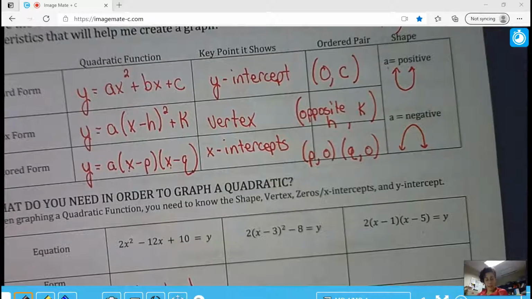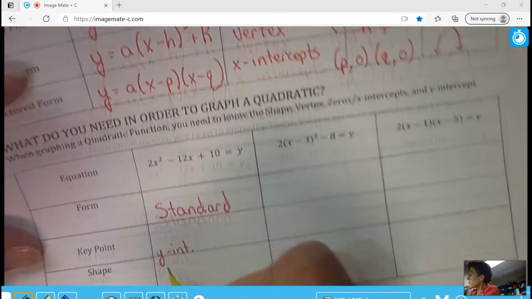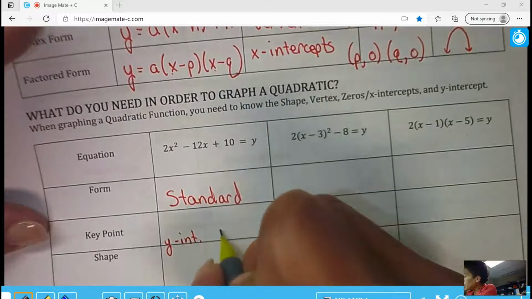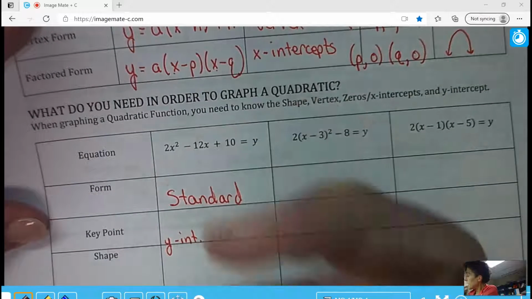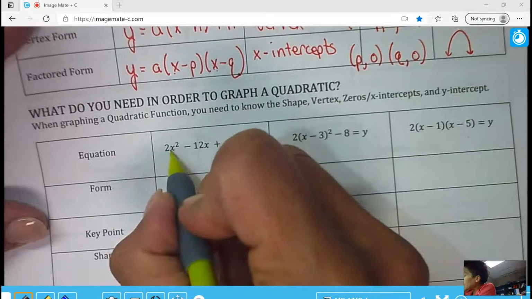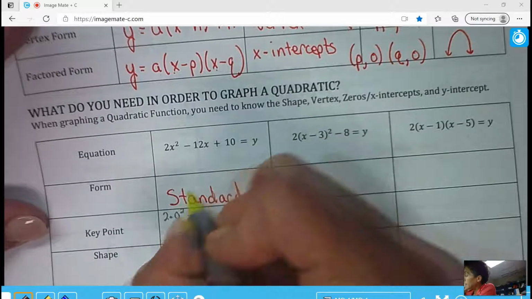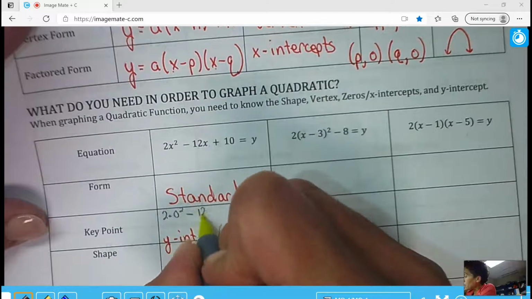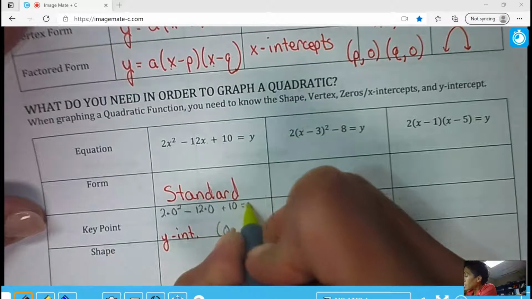And what's going to happen, I just need to locate a pencil here real quick, is if you put 0 into the equation. So what I'm going to do here is I'm going to make x become 0. So I'm starting to write my ordered pair. It's too much lead. And it's going to be 2 times 0 squared minus 12 times 0 plus 10. And we're going to see what y becomes.